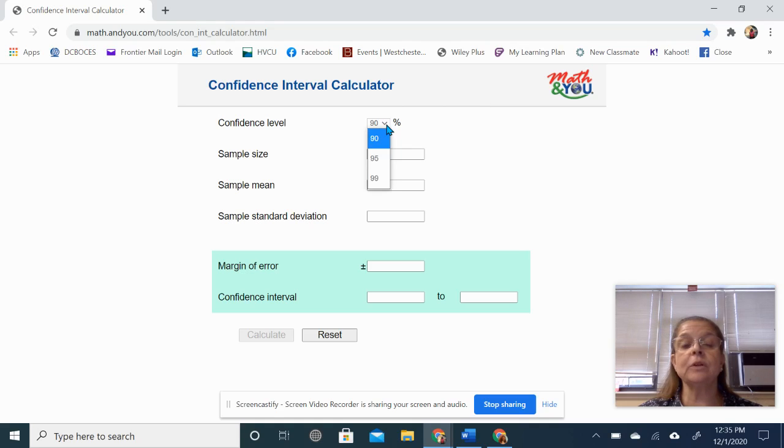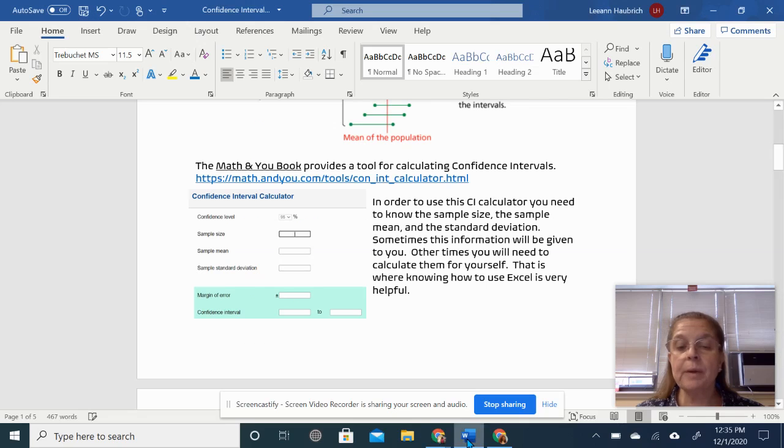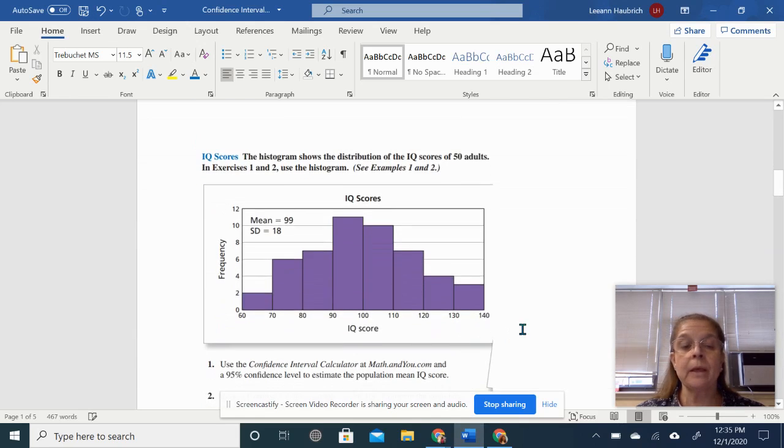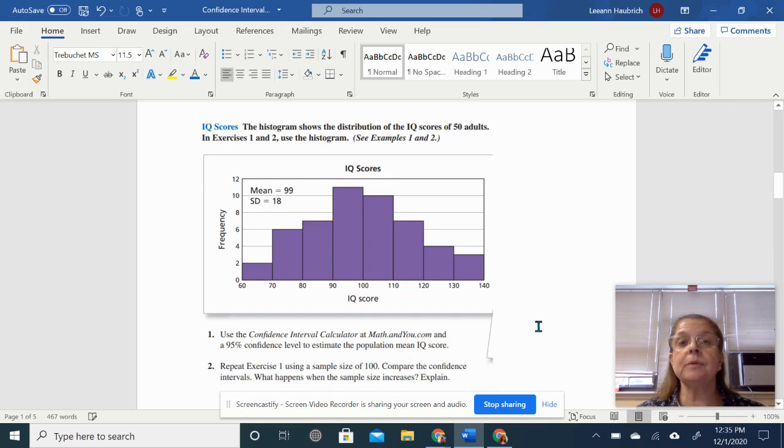And if you look, there's 90%, 95%, 99%, the three most common ones. In order to use this to give you the confidence interval, you need to know your sample size, your sample mean, and the sample standard deviation, and then it will do the calculations for you. So we're going to practice a few of those in a second. Let's go back to the worksheet. So here is an example taken from the Math and You book. This is a histogram that shows IQs of 50 adults, and we're going to use it for 2 questions.